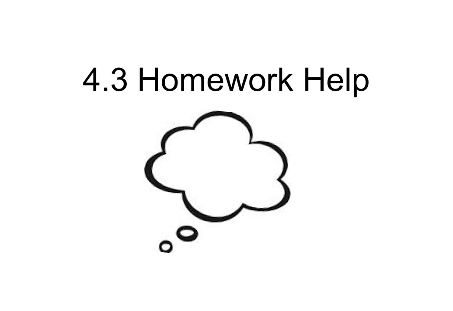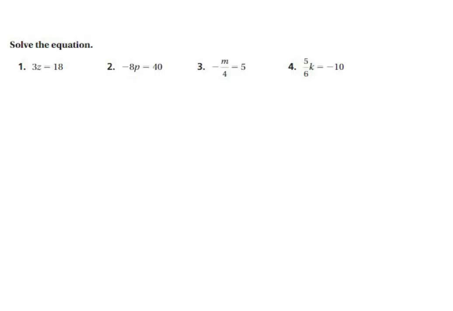This video is for your 4.3 homework help. For questions number 1 through 4, simply solve the equation. For question number 1, you'll divide by 3 on both sides. 3 over 3 is 1, so that cancels, and you're left with z equals 18 thirds, which is 6.